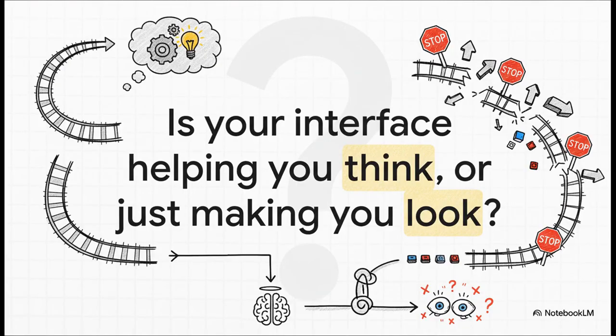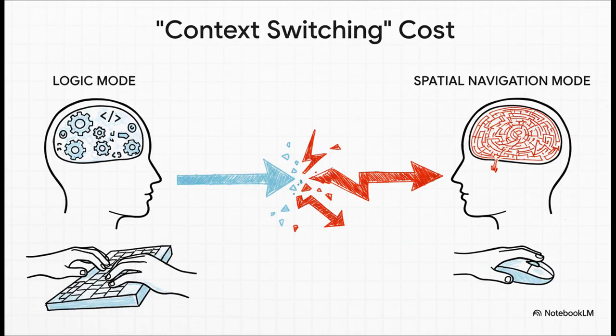Which really makes you ask a critical question. Is the interface you're using actually helping you think? Or is it just constantly distracting you, making you look around for stuff? There's actually a name for this. It's called context switching.